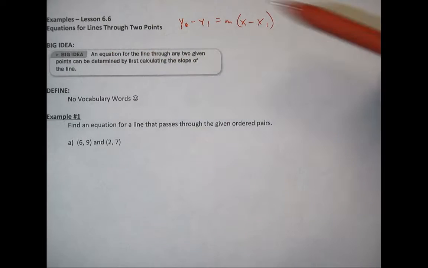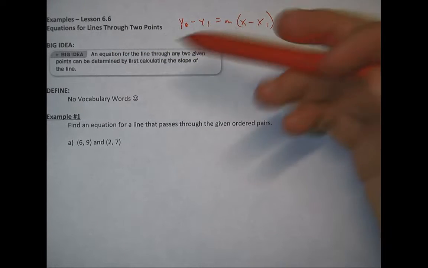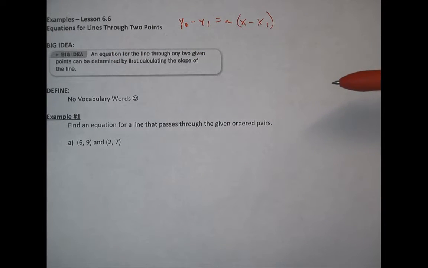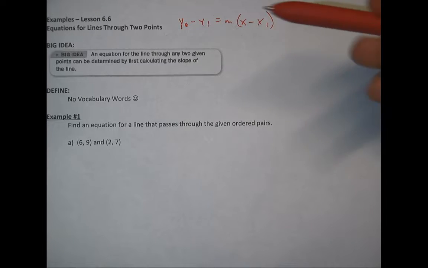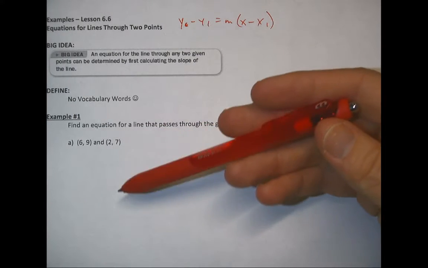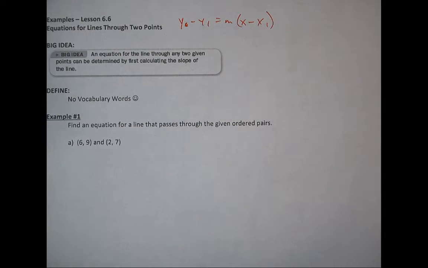So today, what's different is we're going to be looking at this big idea. An equation for the line through any 2 given points can be determined by first calculating the slope of the line. So we'll talk more about that in a second. If you look, we're going to be given 2 points, and that's it. And then they're going to ask us to write the equation for the line that goes through those 2 points.